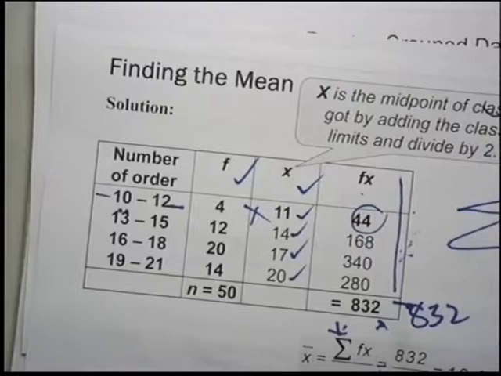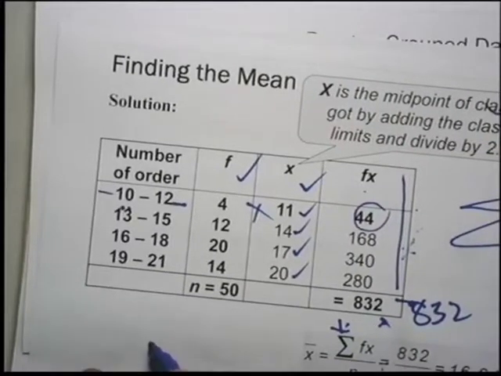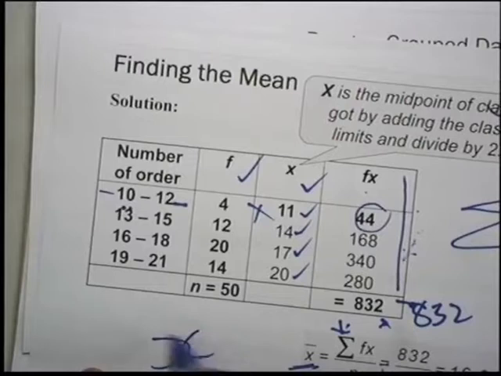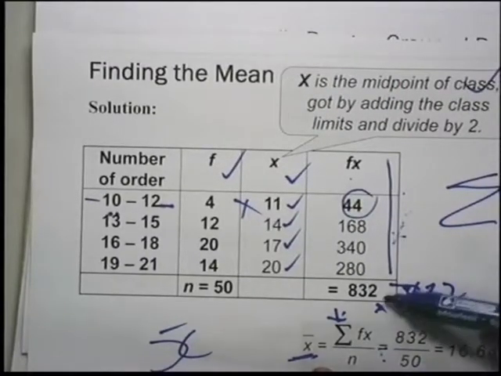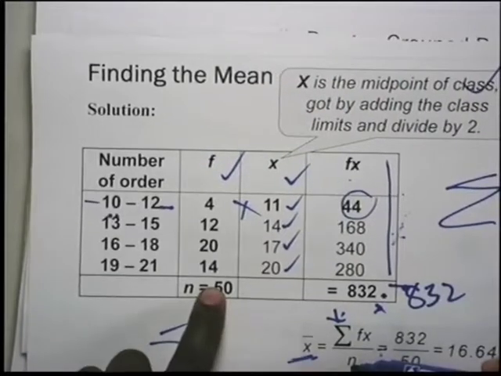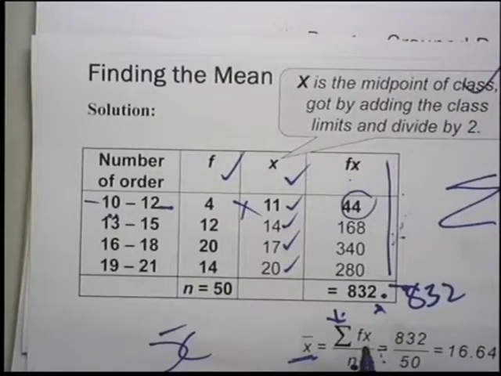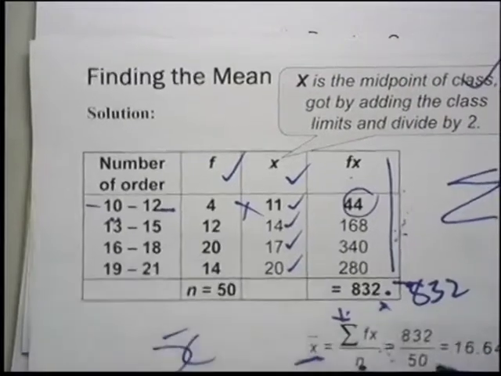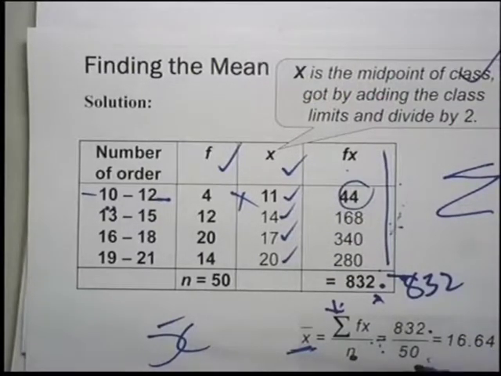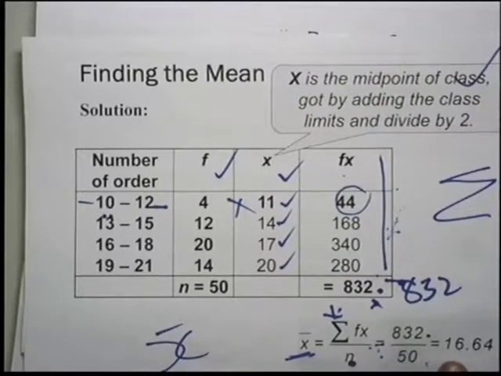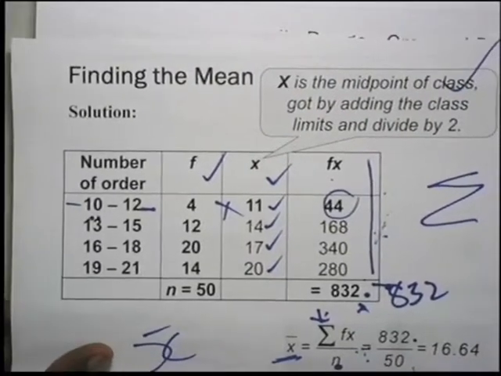Now, here's what we do. This sign x bar represents the mean. We take this 832 and divide it by n. So our formula becomes summation fx divided by n, and if we substitute the numbers we already have, we have 832 divided by 50, and it gives us 16.64. That becomes our mean. So it's as simple as that.